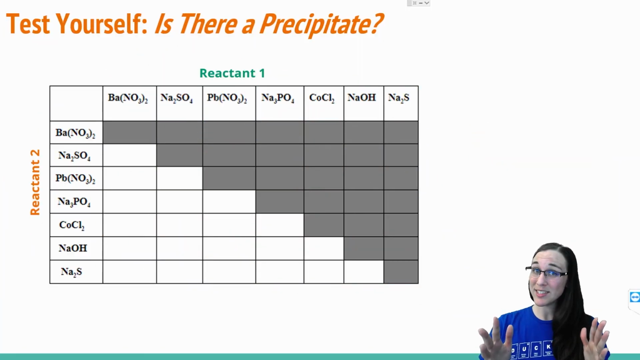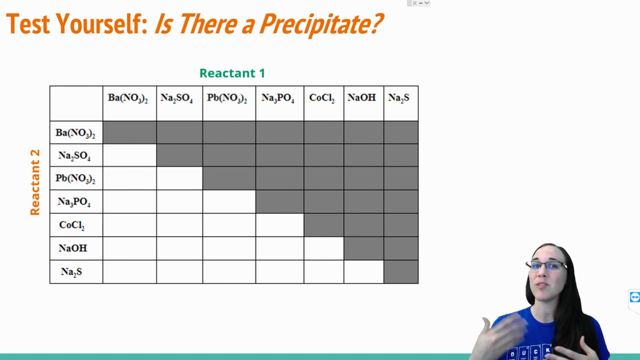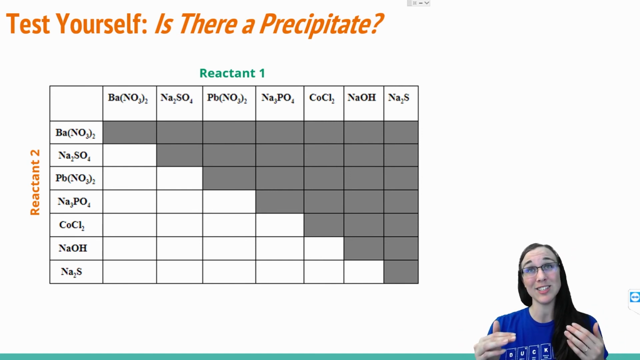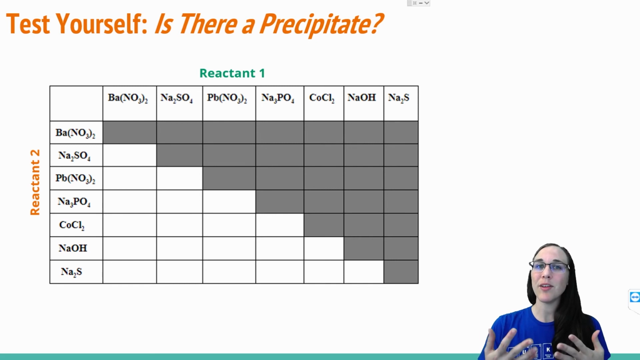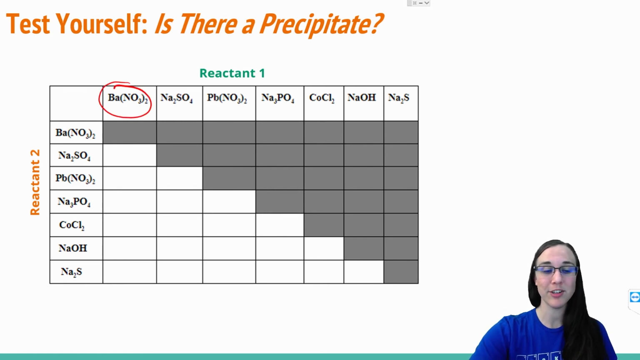Let's see if you can test yourself before you wreck yourself. Go ahead and try and fill out this experimental table between reactant 1 on the top and reactant 2 on the sides to figure out the products that would form in a double replacement reaction. Then try to determine if one of those products would be a precipitate. For example, if we were to take barium nitrate and react it with sodium sulfate, would that create a solid precipitate as one of the products?